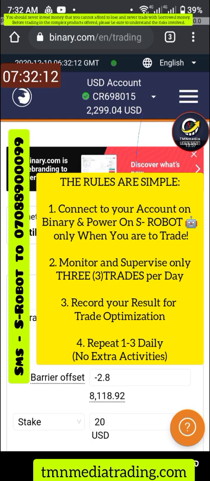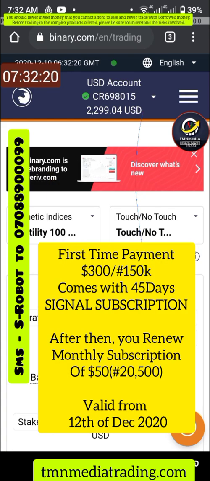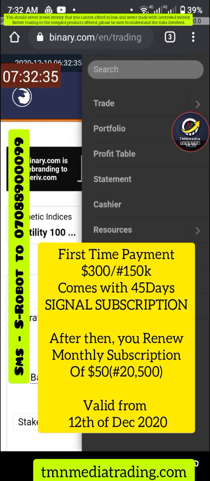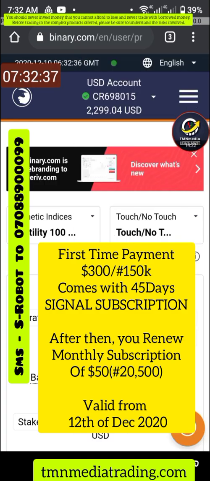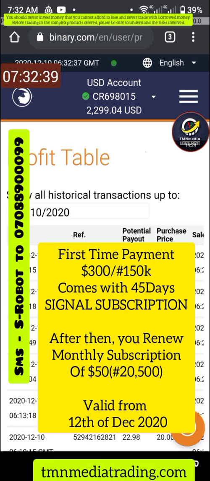And when you make that payment, after 45 days of signal service of you trading, that's when you now subscribe to the signal for the RoBot. The RoBot trades TMNmedia strategy. It's not trading any other thing other than my strategy. It trades the way I trade. That's all it does. So check the image below.